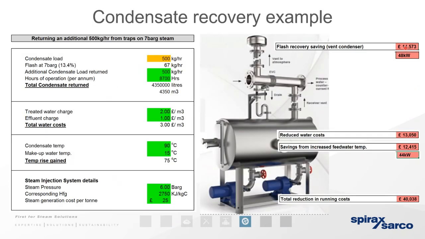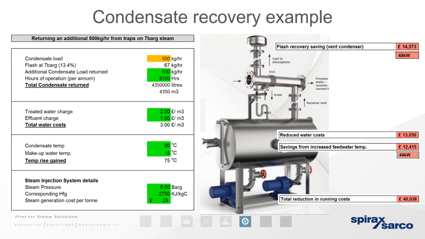My apologies for the values in pounds, but here we can see that the flash recovery saving in this vent condenser was 14,573 pounds, which equates to 48 kilowatts. We also had a reduction in water cost by recovering the water back to the feed tank, as well as the saving from the increased feed water temperature that the condensate had. All of that together was a 44 kilowatt saving, and in total in this example, they saved 40,038 pounds within that recovery system.